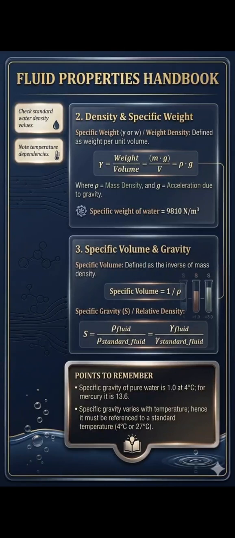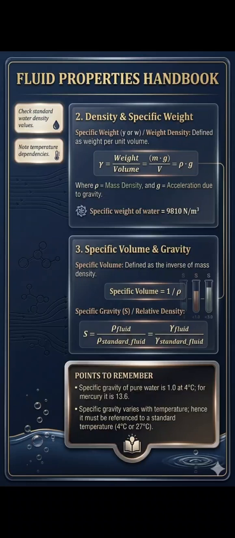Fluid properties: density and specific weight. Specific weight or weight density is defined as weight per unit volume, that is mg by V, which is equal to rho g. Here rho is mass density, g is acceleration due to gravity. Specific weight of water is 9810 Newton per meter cube.